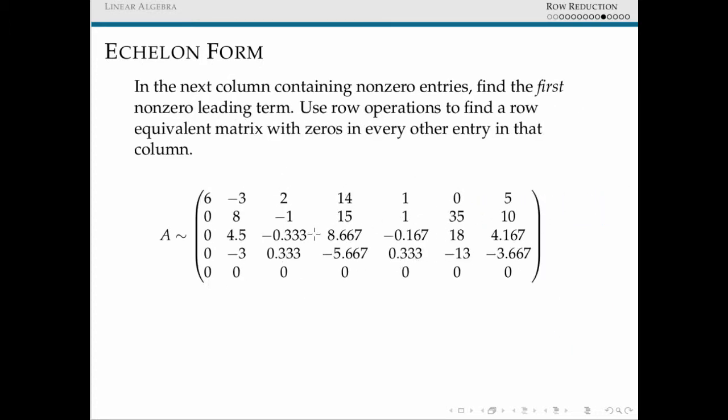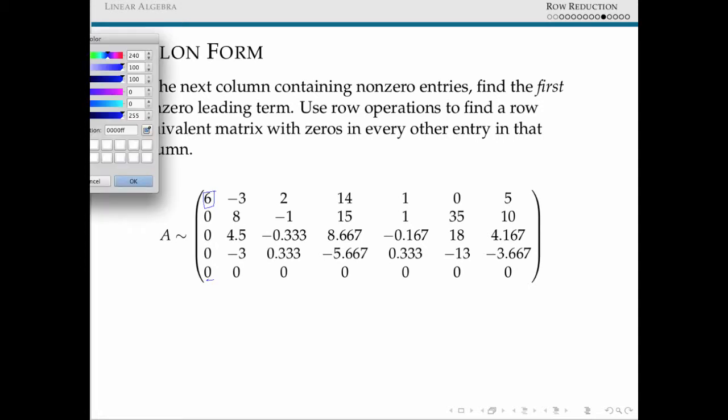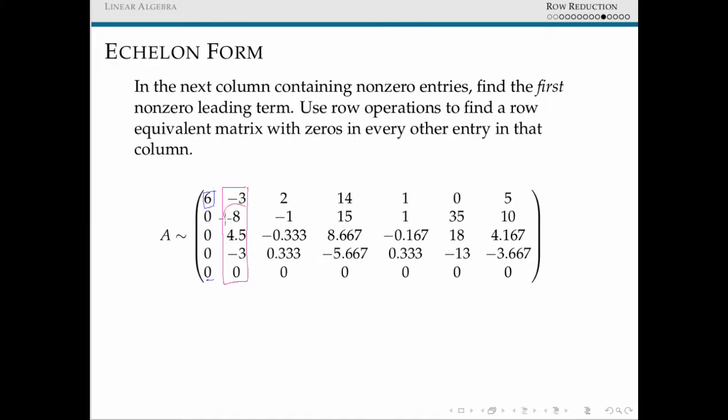So now that we've gotten our leading entry in row 1 in a column all by itself and had every entry below it in the column set to 0, we're going to move to our next column. Okay, let's change this color. So our next column, our goal is to get 8, which is our leading entry in column 2, in a column by himself.